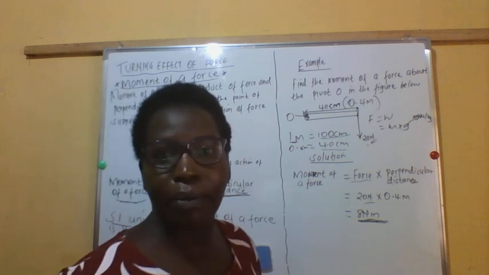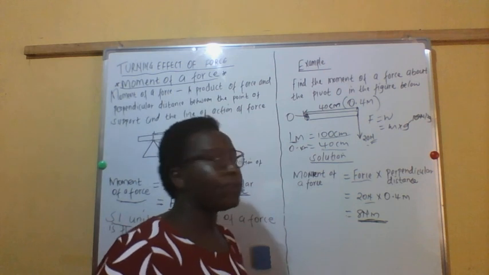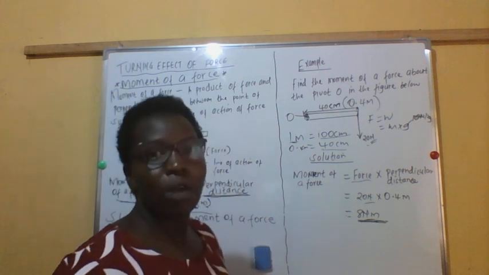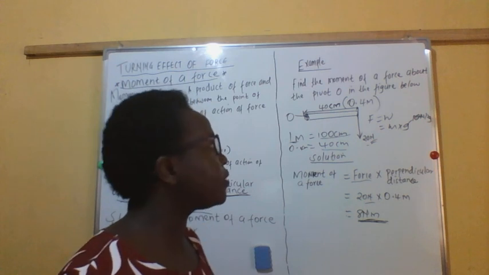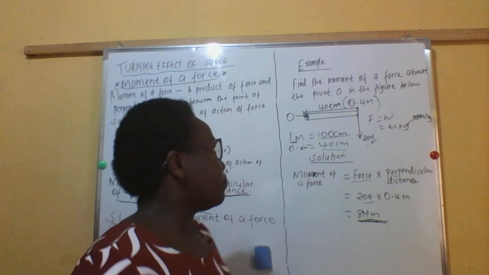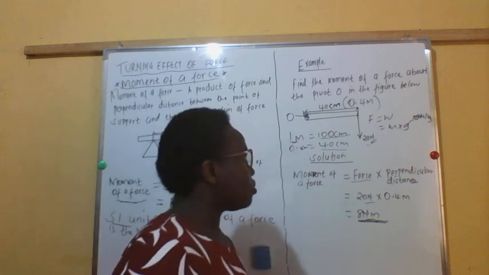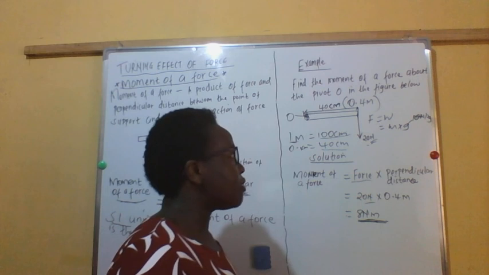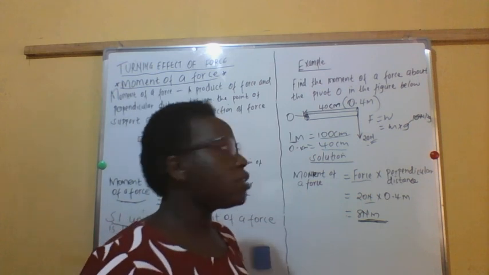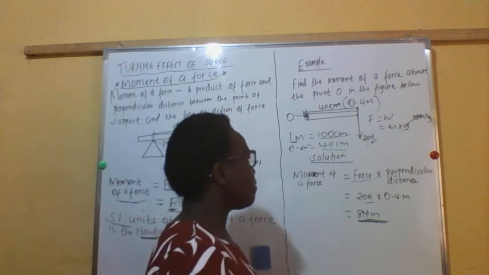Remember, we have said that the distance is supposed to be expressed in meters, and what we have been given here is 40 centimeters, and that one means that we should express the 40 centimeters in meters. So from measurement, we know that 1 meter is equivalent to 100 centimeters. Therefore, the 40 centimeters, when expressed in meters, is equivalent to 0.4 meters.